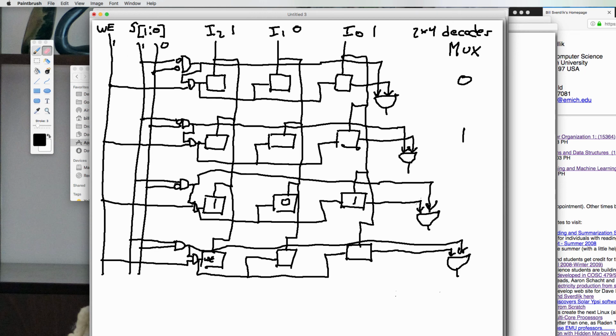And now what I need to do is I've got this line coming down. I've got this line coming down. I'm going to put it right next to it. I've got this line coming down. And I've got this line coming down. And I'm going to put this into an OR gate, and draw a line here. And if this was input 0, I'm going to call this output 0.